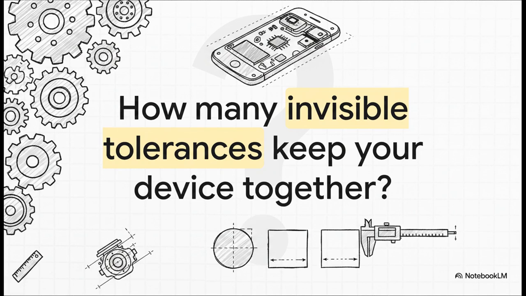As we wrap up this explainer, I want to leave you with a thought. Look again at the device you are watching this on. How many invisible tolerances, how many perfectly calculated positive and negative allowances are holding it together at this exact second? Mass production isn't magic, and it certainly isn't perfect. It is the brilliant, hidden mathematics of managing imperfection, ensuring that everything in our engineered world fits exactly as it should.